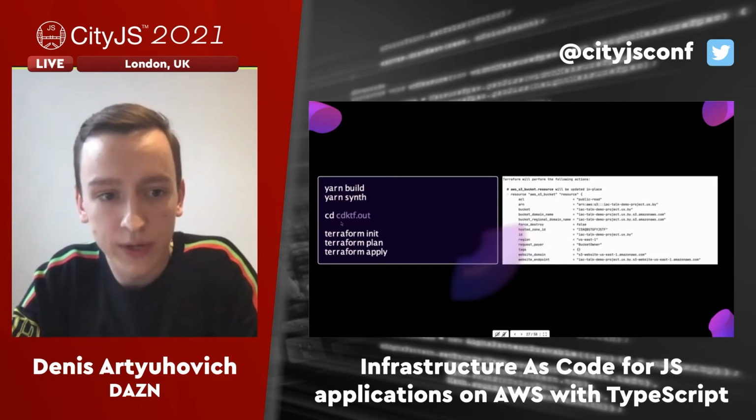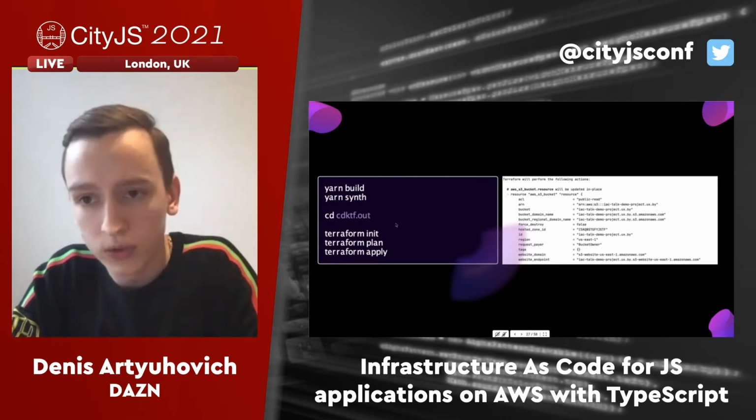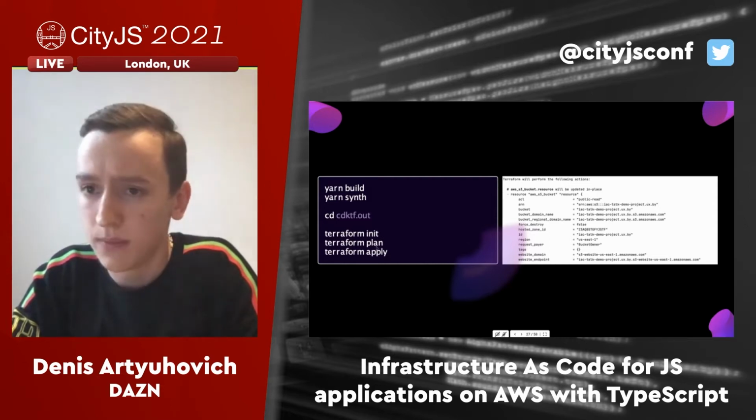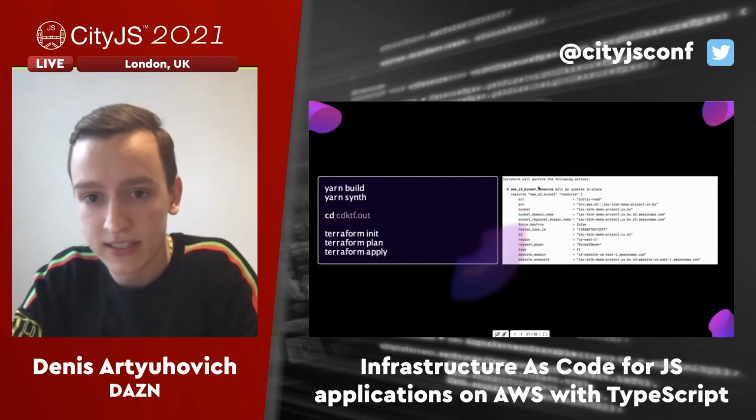And it will also create the output with this JSON inside the folder cdktf.out. So we go to this folder, we're initing Terraform, we're running plan to see which commands will be performed, and we're running apply to apply these commands. Once you're done with it, you will see a similar output in your terminal.